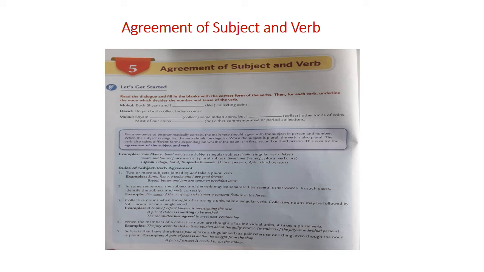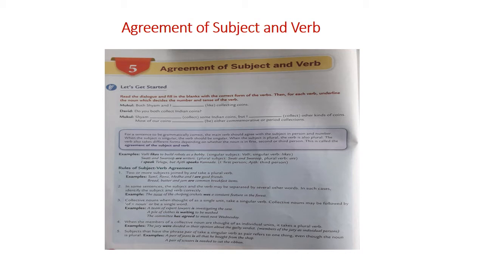Children, today we will learn a new topic from your grammar book, that is agreement of subject and verb. Now, for a sentence to be grammatically correct, the main verb should agree with the subject in person and number. When the subject is singular, the verb should also be singular. When the subject is plural, the verb should also be plural. The verb also takes different forms depending on whether the noun is in first, second or third person. This is called agreement of subject and verb.